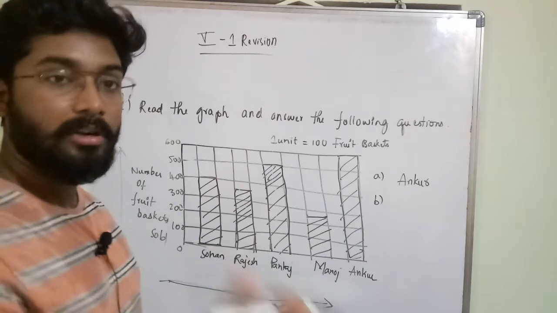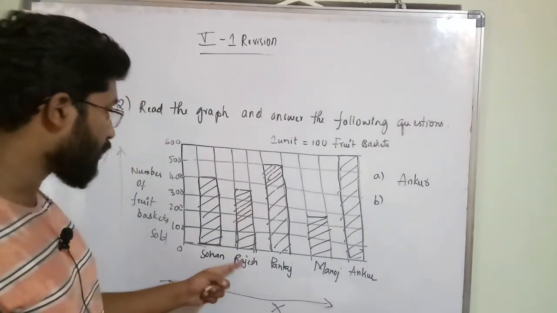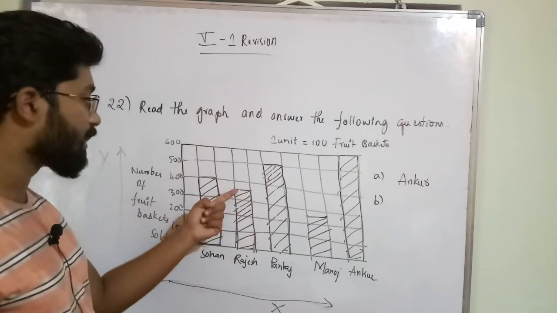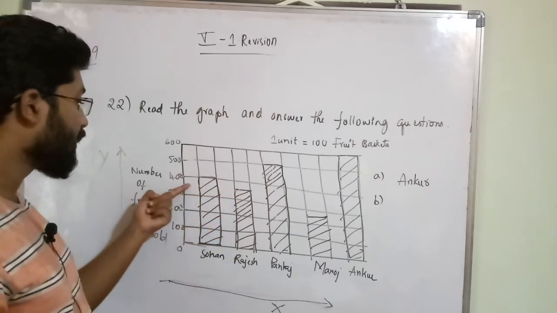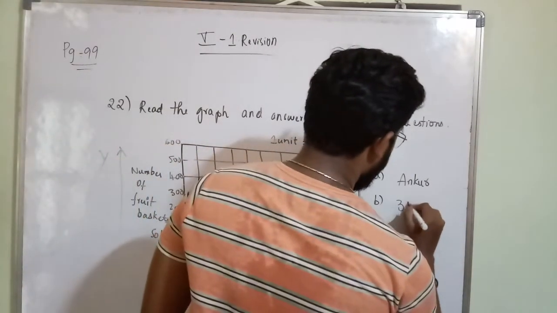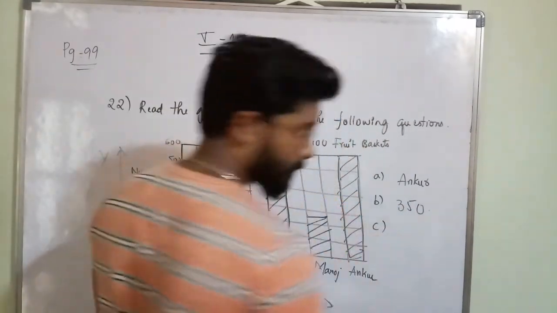Next question. How many fruit baskets did Rajesh sell? Rajesh sold how many fruit baskets? That is a question. Rajesh sold. So this is between 300 and 400. This graph is coming in between 300 and 400. So the answer is 350. Second one is 350.